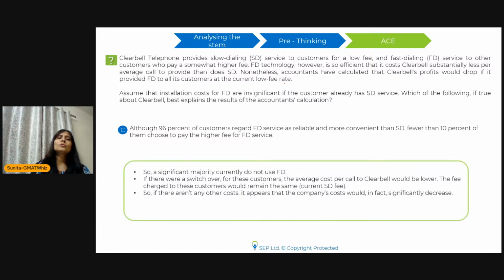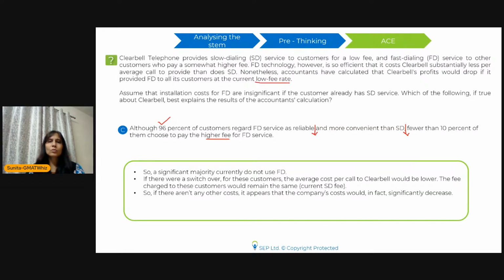A lot of you chose C, guys. Let's see why C is incorrect. Although 96% of the customers regard FD service as reliable. All right. So out of the 100 customers, 96 of them believe FD is good. And it is more convenient than SD. So we have lots of customers who would love to have FD. Fewer than 10% of them choose to pay the higher fee. That means they would choose FD because now they would get it at a lower fee.